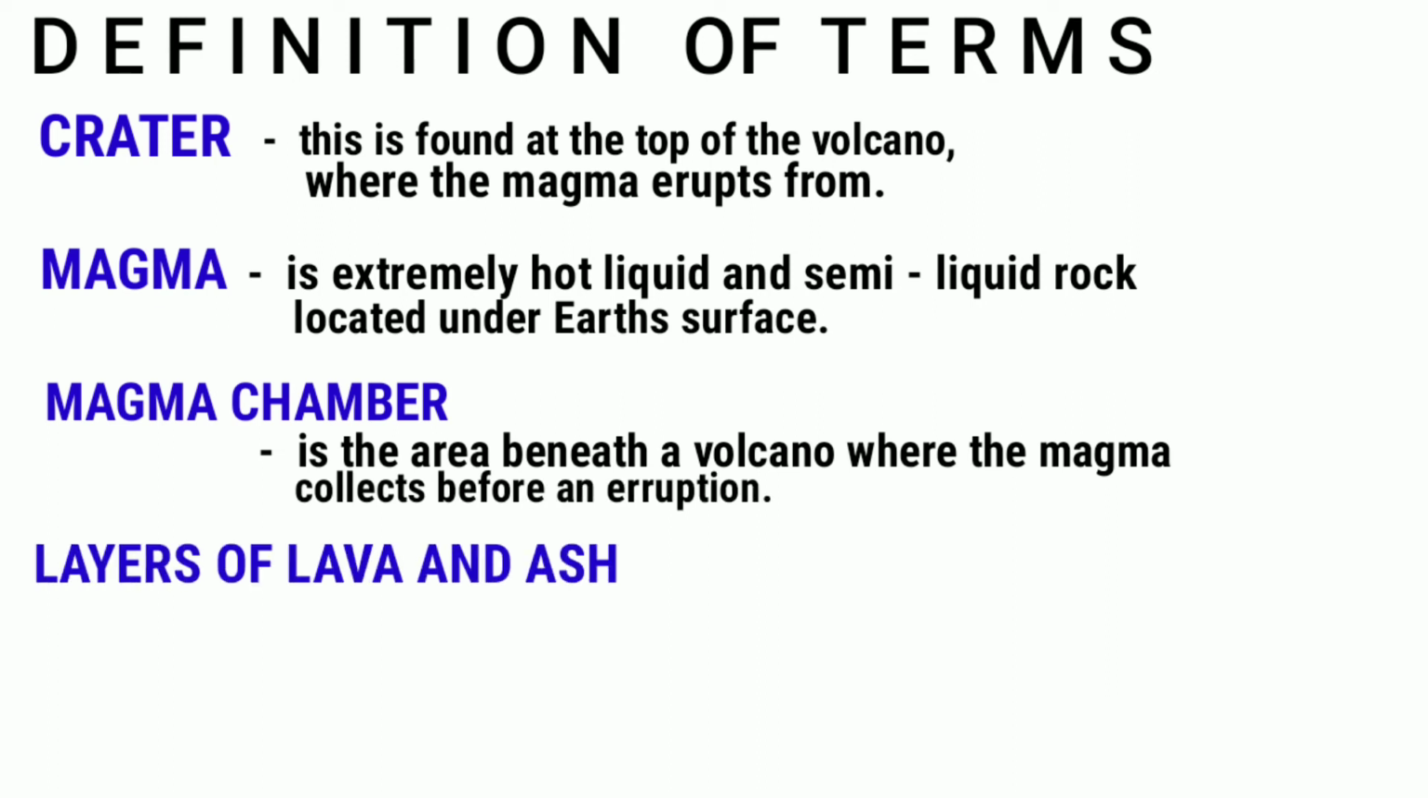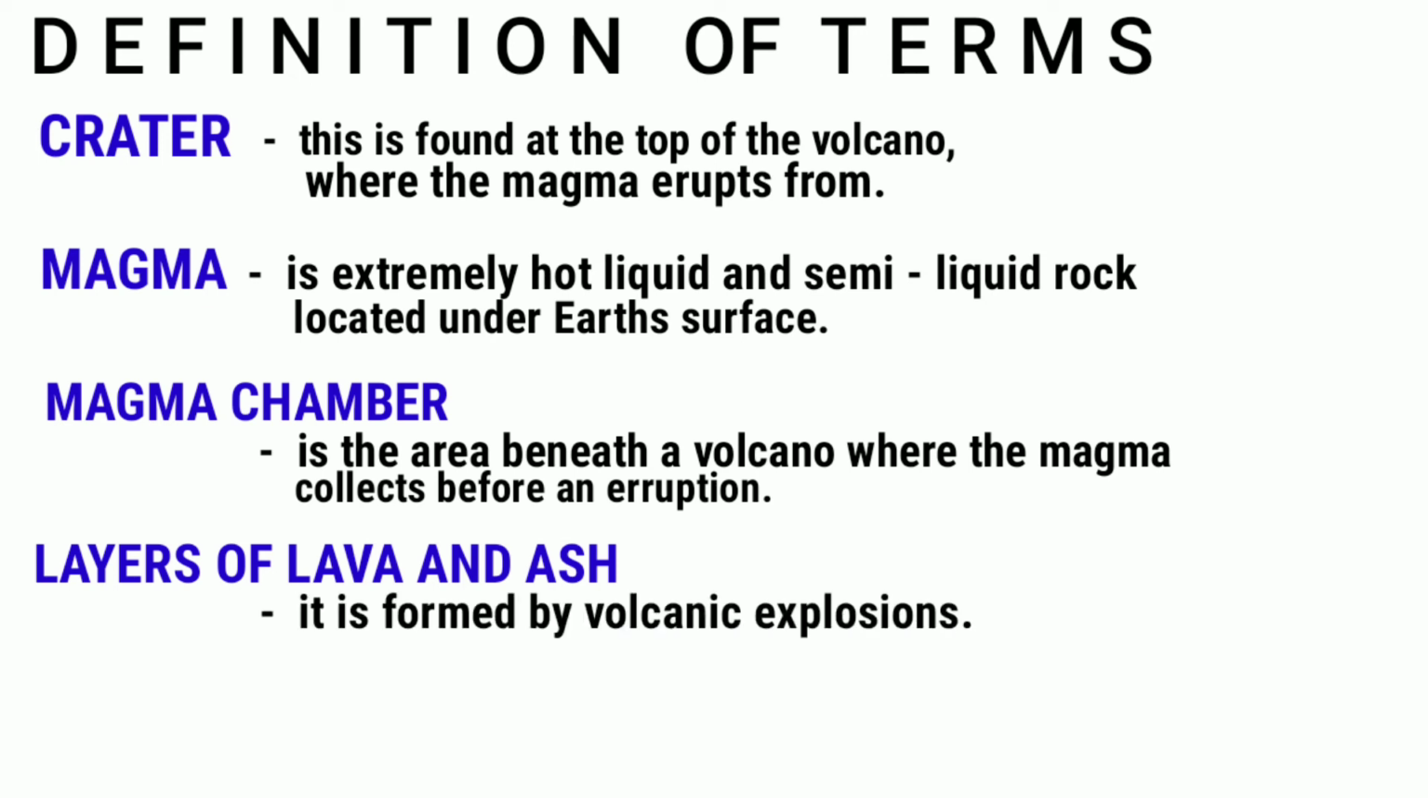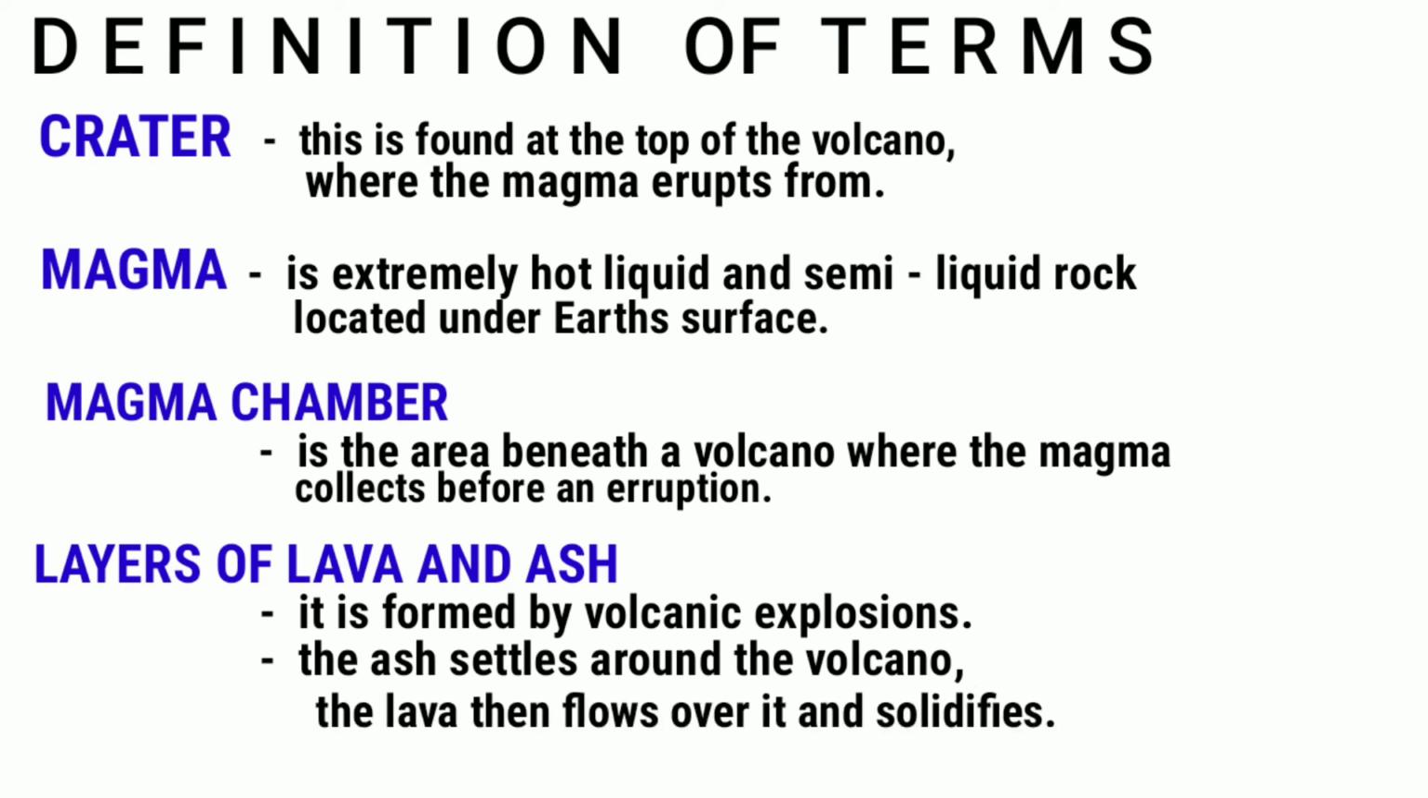Layers of lava and ash. It is formed by volcanic explosions. The ash settles around the volcano and the lava then flows over it and solidifies.